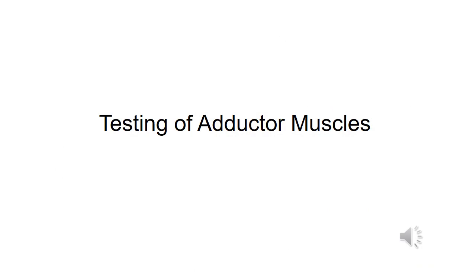Now talking about testing of adductor muscles. It is performed when the person is lying in supine position with the knee straight. The person is then asked to adduct the thigh against resistance. If adductors are normal, proximal ends of gracilis and adductor longus muscle can easily be palpated.